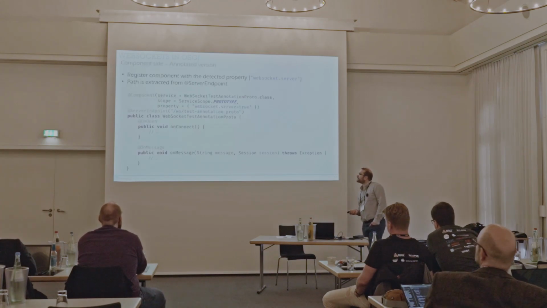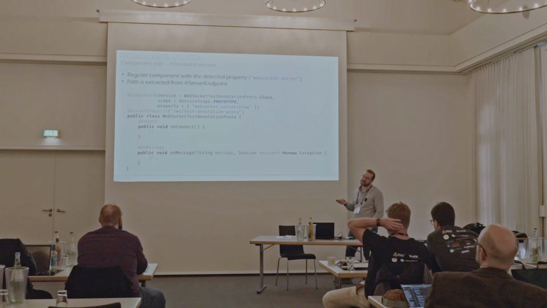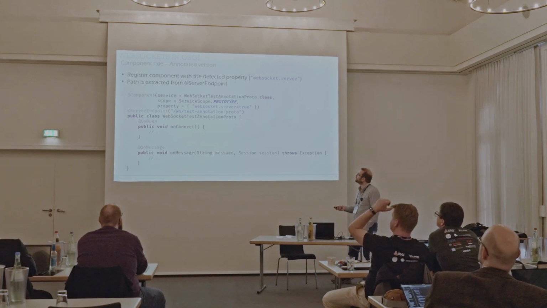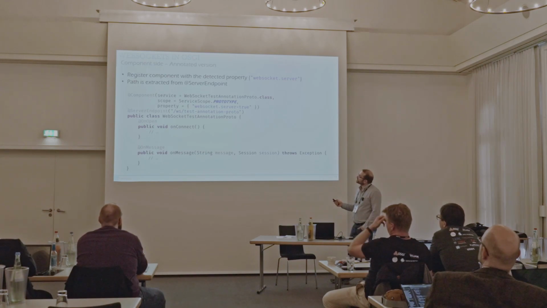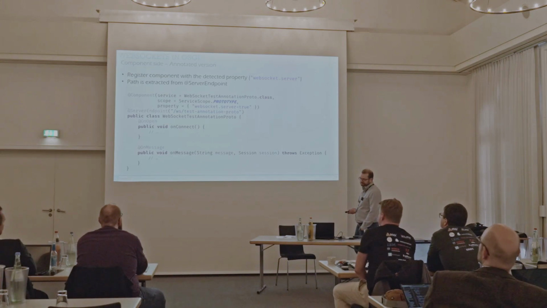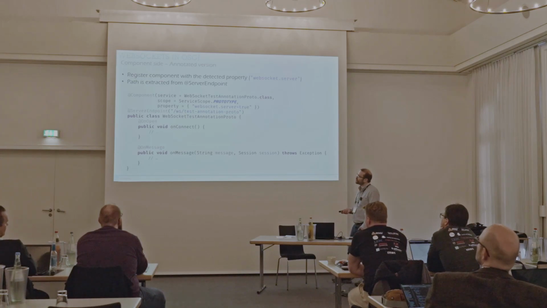So here's what it looks like. That's my server endpoint. I have a component. I have a property that is detected by my whiteboard pattern. I use a Jakarta server endpoint annotation so that I define the path where I want to go. Here we use the prototype service scope, but it could be a singleton depending on what you implement. And then you have your usual Jakarta annotations and methods. So that's what we dream of.